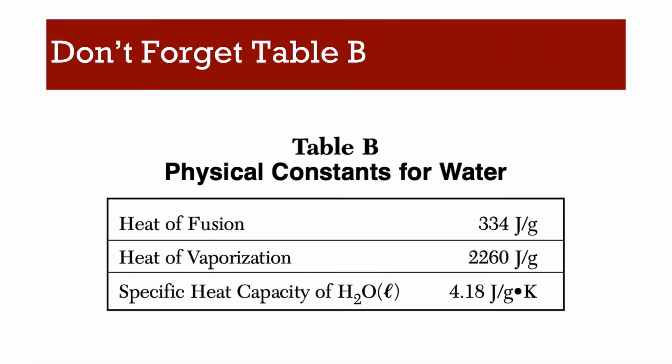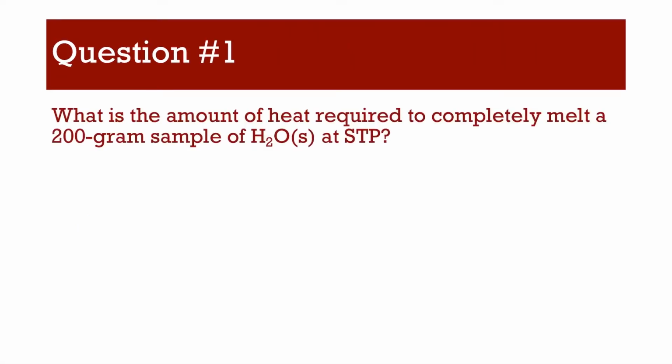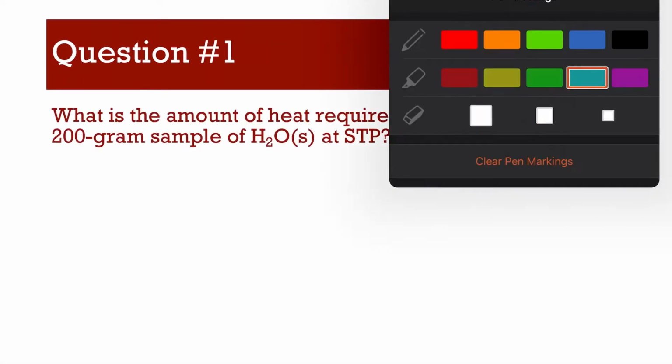And so when we're talking about water, we saw this table in the last video. Heat of fusion for water is given to you. So it's 334 joules per gram. And so again, if the question says we're dealing with water, they expect you to go back to table B. If you're not dealing with water, they will give it to you if it's a different substance, or that's what you're looking for. Okay, so let's jump into a question.